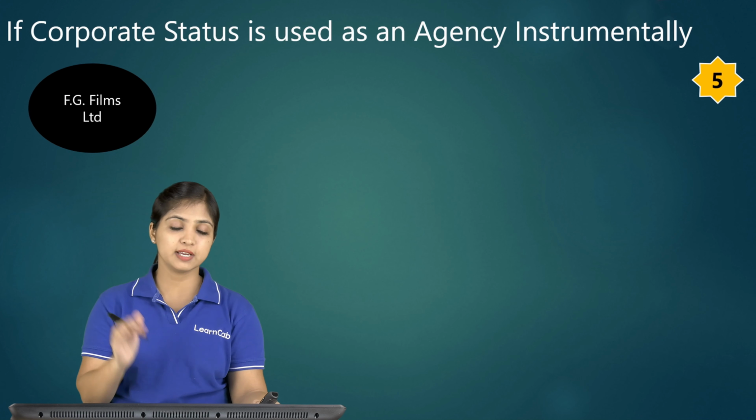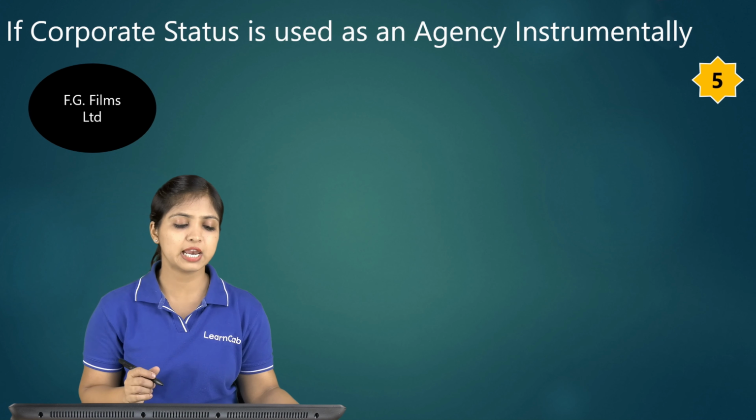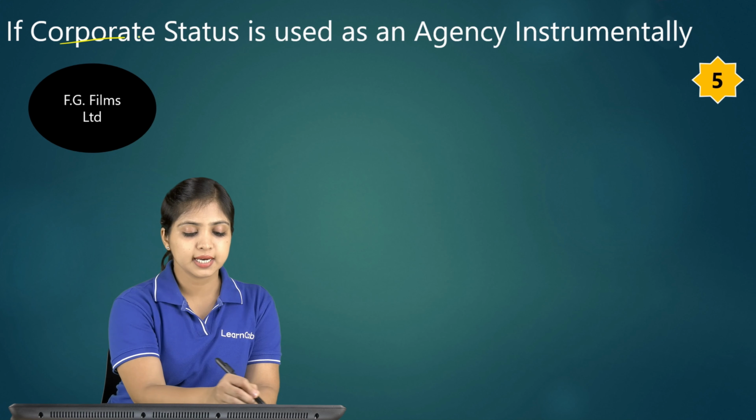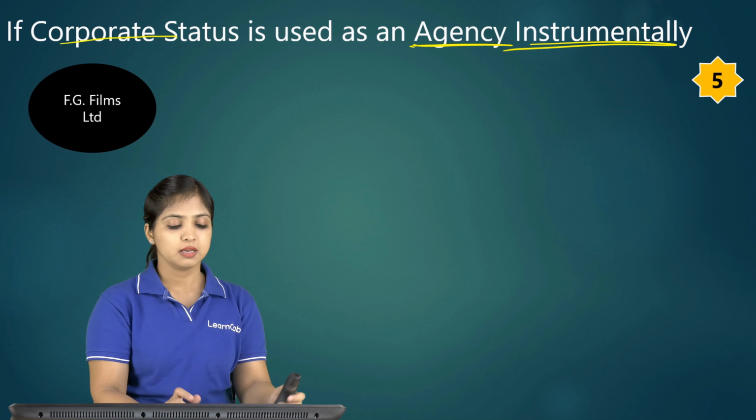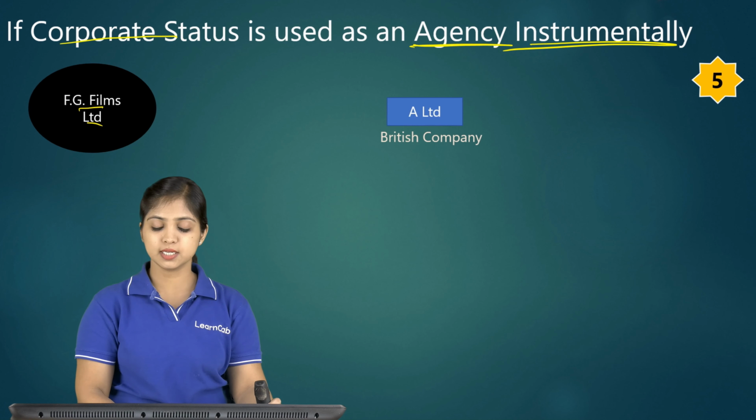Alright, now let's go to the fifth scenario. Fifth scenario when the veil is lifted. The last scenario, this is if the corporate status is used as an agency instrumentally. Let's see this case, FG Films Limited case.